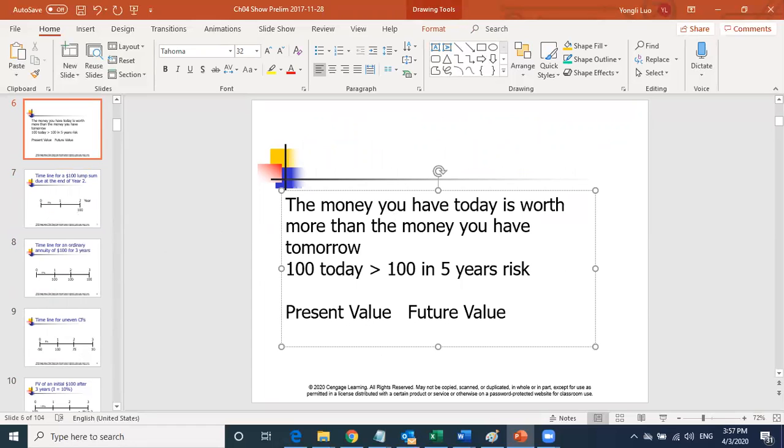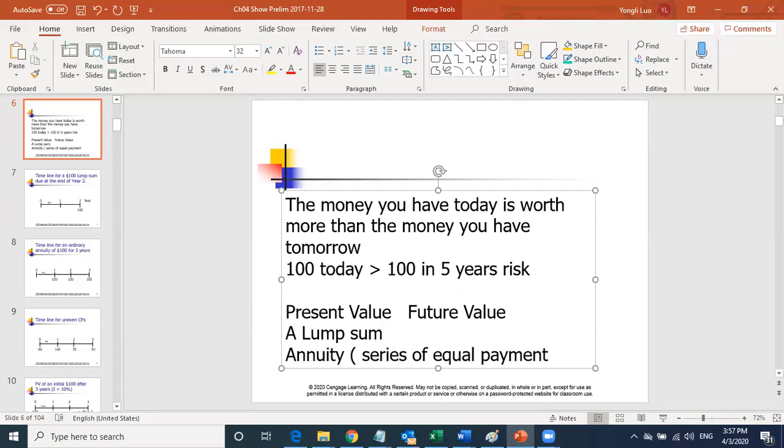Okay, one type is a lump sum question. It's just a one-time payment. And another one is annuity. So an annuity is a series of equal payments. Okay, equal payments. So it's like if you save money for your kids' education, or you have to pay your mortgage every month, say equal payment. So that's two types of questions.